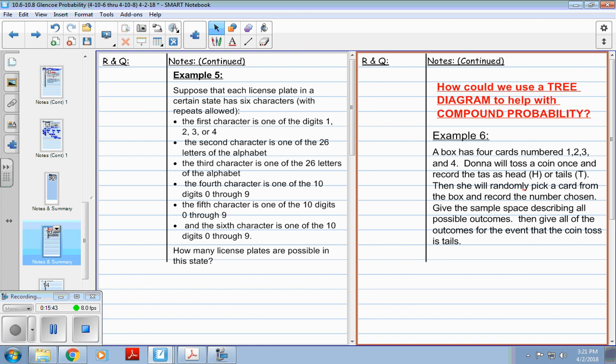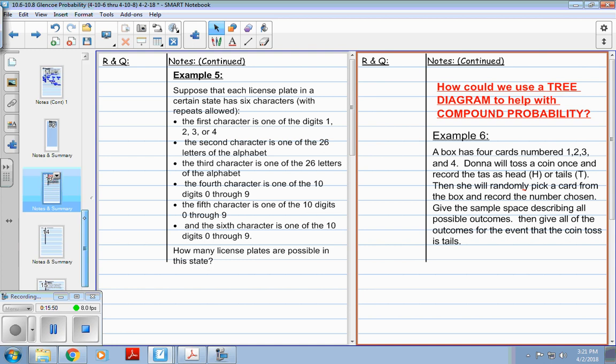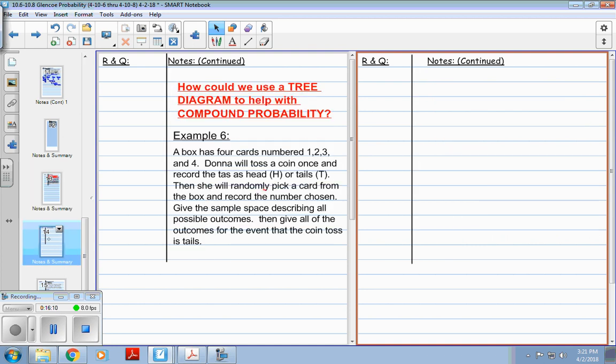Welcome back. So we're going to actually evaluate example 5 in class together. But it's no different than the previous furniture problem, dresser problem we just went over. What we'll have to do is take each of these possible simple events, find out how many outcomes each have, and multiply all the outcomes together to find out the total number of license plate combinations possible. So moving on to building our tree diagram.